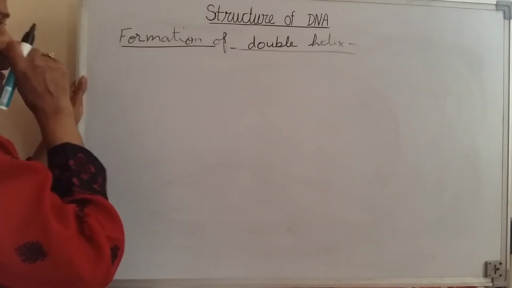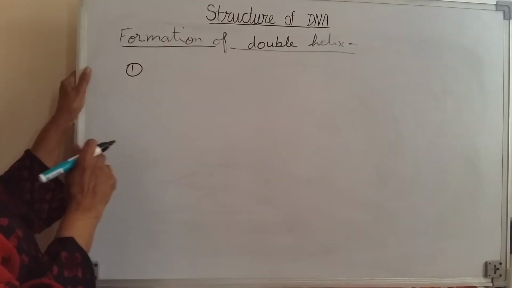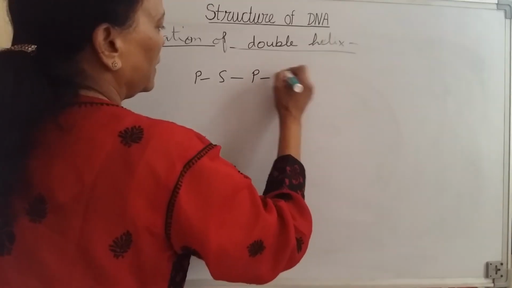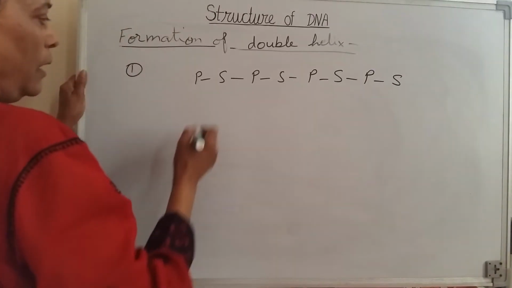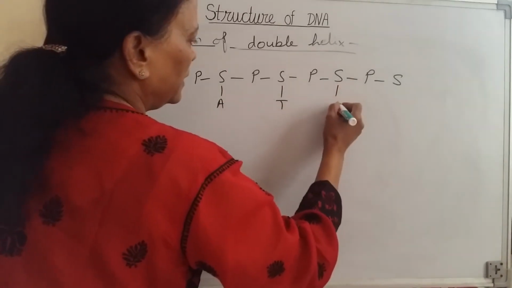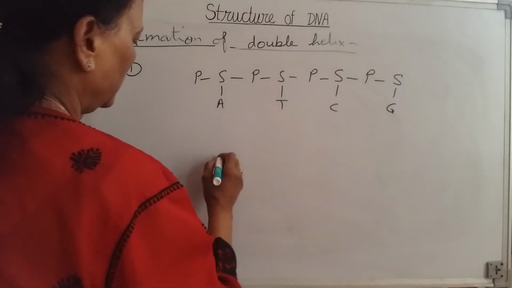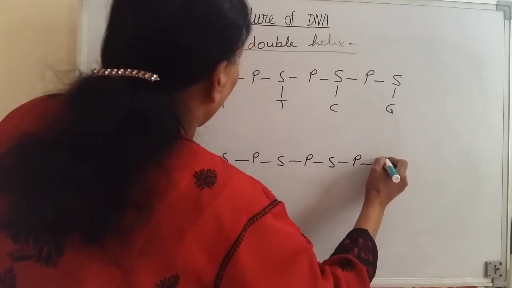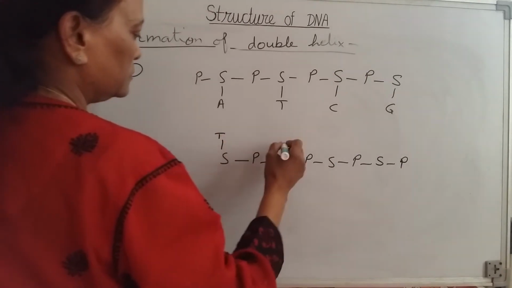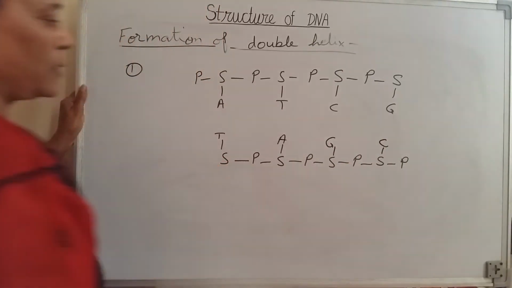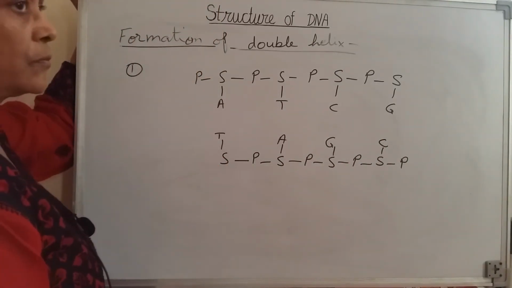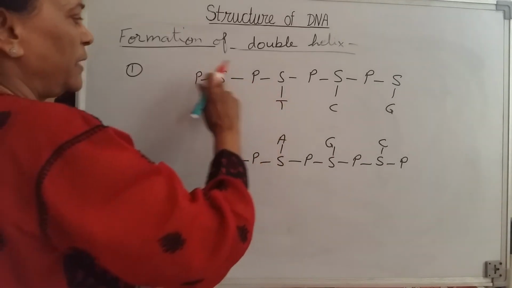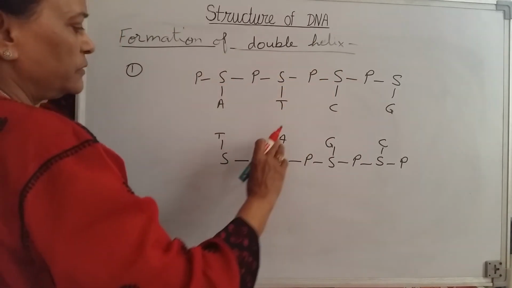The first main point of this double helical structure is that the backbone of the double helix is made up of phosphate sugar, and the nitrogenous bases project like this. This is one polynucleotide chain and this is another. So these are the two chains, and these chains are anti-parallel. The backbone is made up of phosphate sugar, and the nitrogen bases project inward.